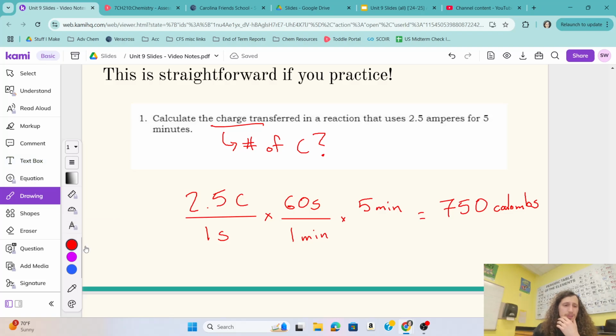Just watch your units, like good old-fashioned dimensional analysis. Seconds, gone. Minutes, gone. Top and bottom. Leaves me with coulombs. You're good.